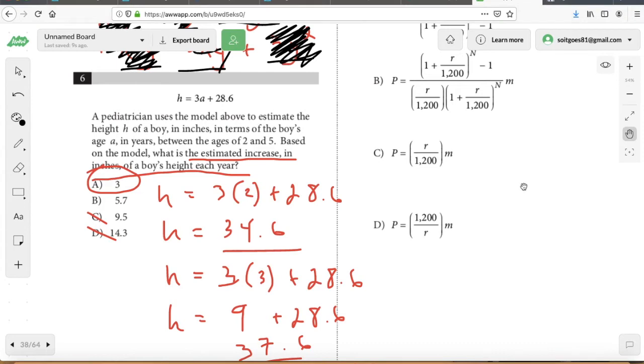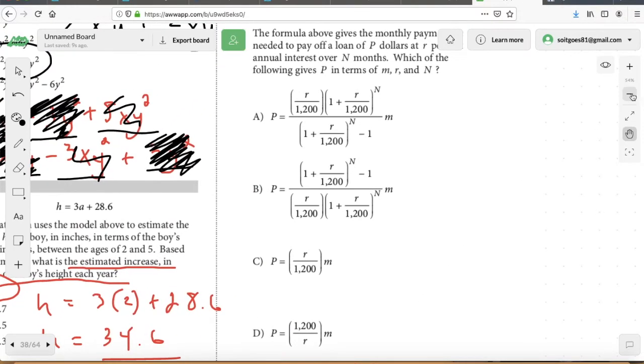Good, we got number 6. Number 7, let's do. This one is tricky, man. This is a tricky one here. Let me show you how to do it.